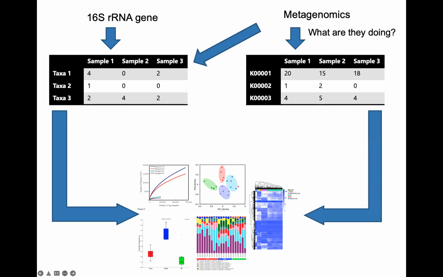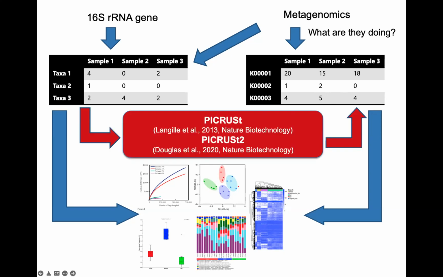And then we just talked about how we can take that metagenomics data to get functional information. So it's a similar table, right? But now we have KEGG orthologs or pathways also by samples. And again, we can do similar things now in the functional world. And then PyCrust was this tool I previously mentioned, which takes your 16S data and these abundances to try to predict what the functional information would look like.